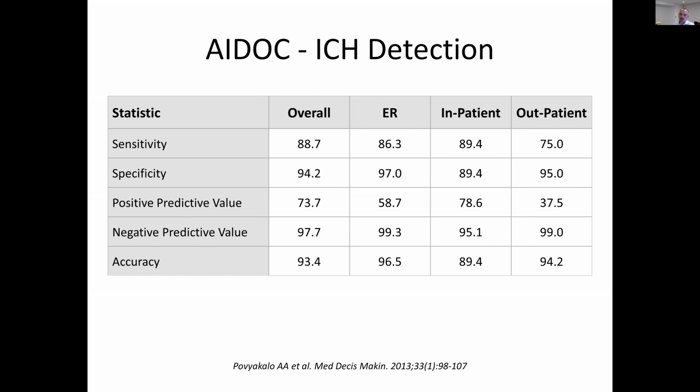And what they found was that there was a pretty large drop in sensitivity and the positive predictive value in outpatients, and also that the accuracy was quite lower in inpatients. Yet if you look at the overall numbers, they actually look a lot better than in these two particular groups of patients.